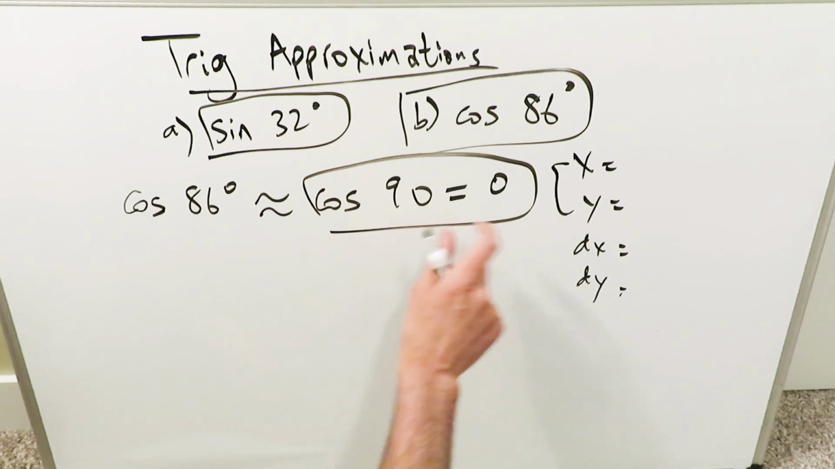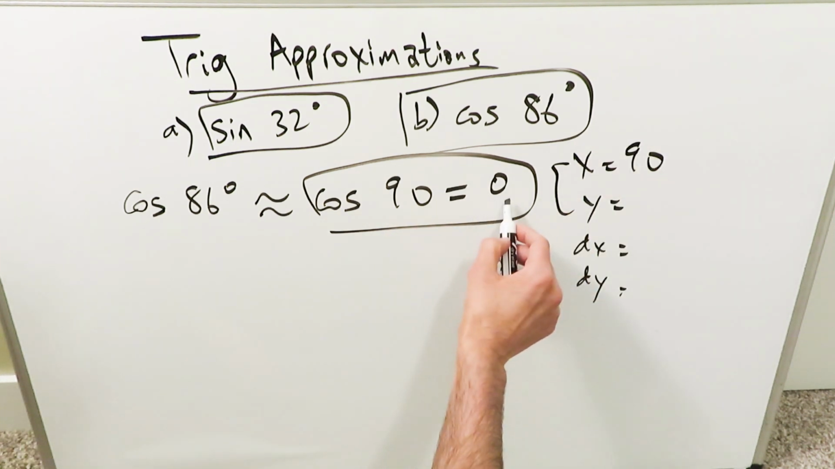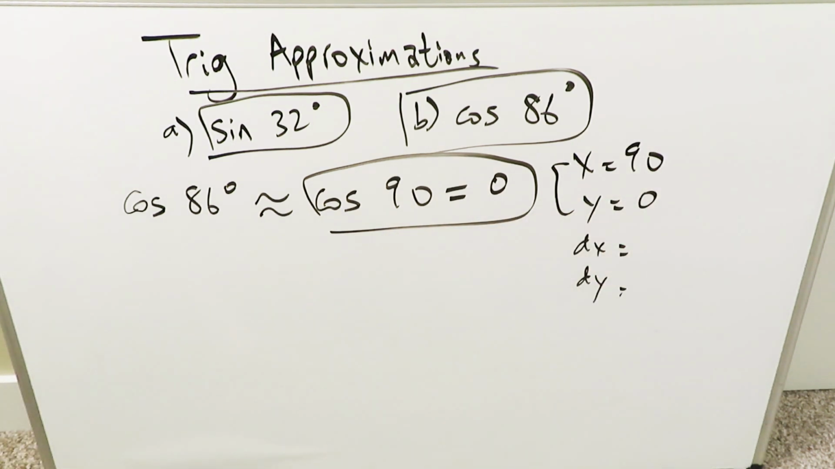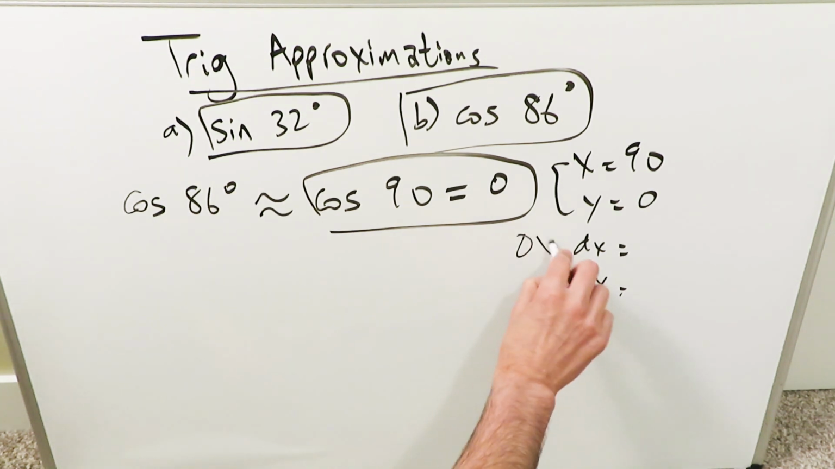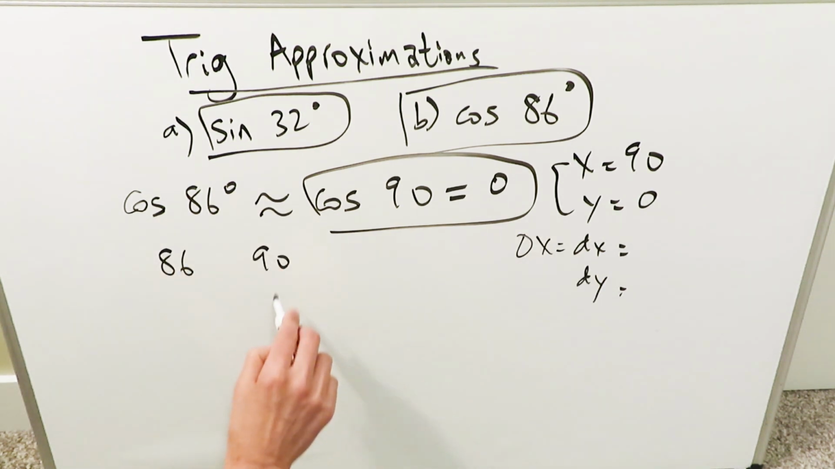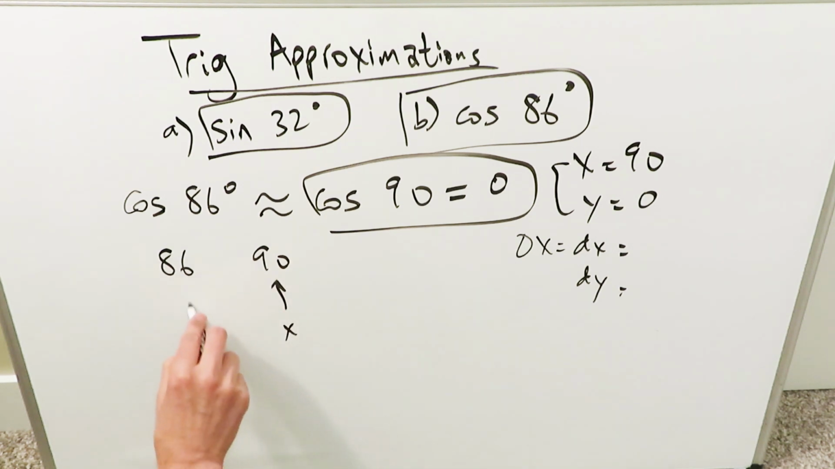A cosine of an x value, which is 90, is equal to a y value, which is 0, and that's done. Let's look at our dx. Dx is the same thing as delta x. I'm looking at 86, I'm looking at 90. Here's an x value, here's another x value.